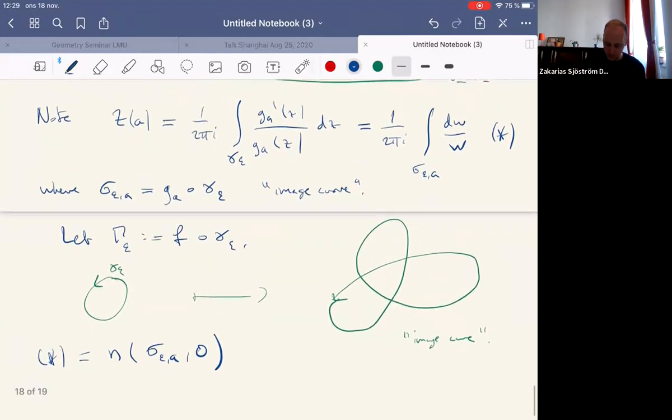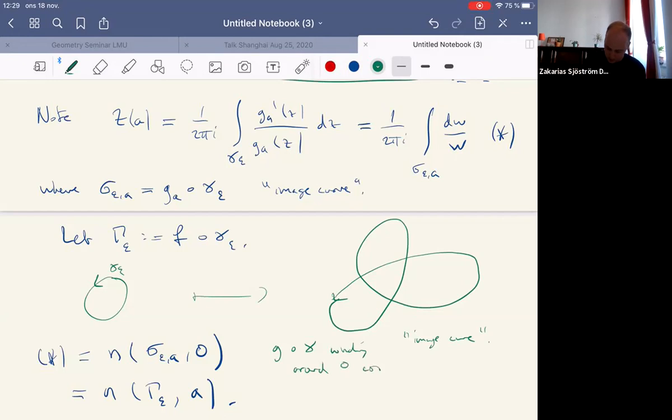So it's the number of times that the function f of z minus a winds around 0, but this is the same as the number of times that the function f of z winds around a. So it's equal to this winding number here. Okay, so because G is F minus A, winding around 0 corresponds to F composed with gamma winding around A.